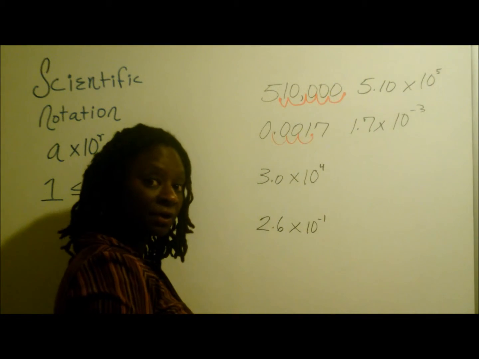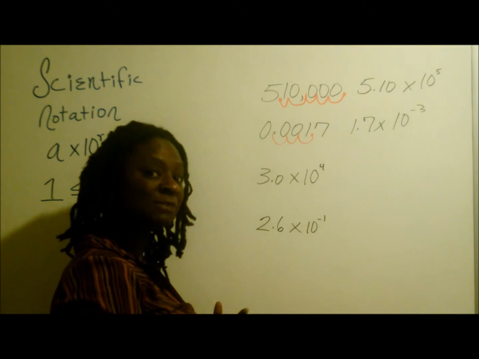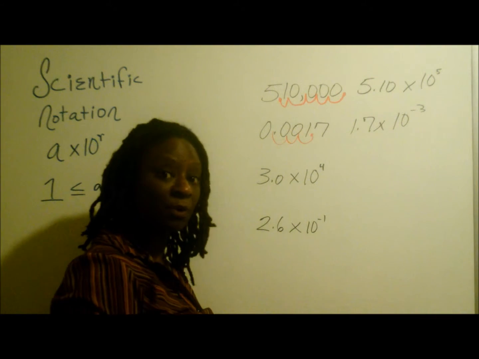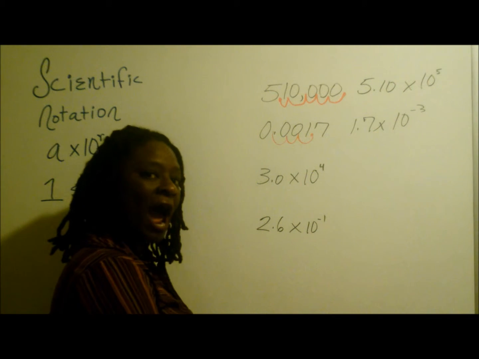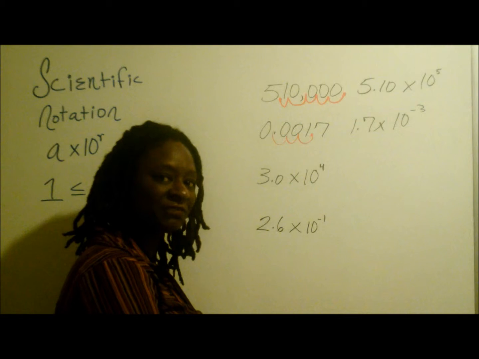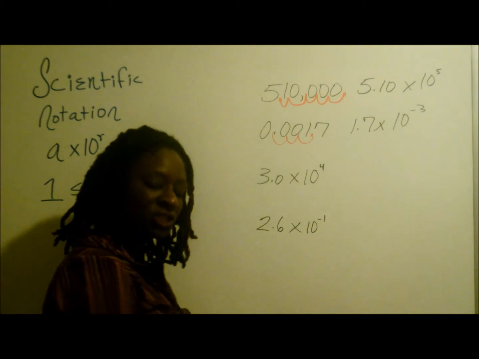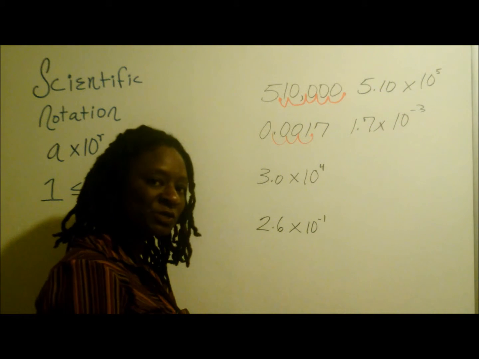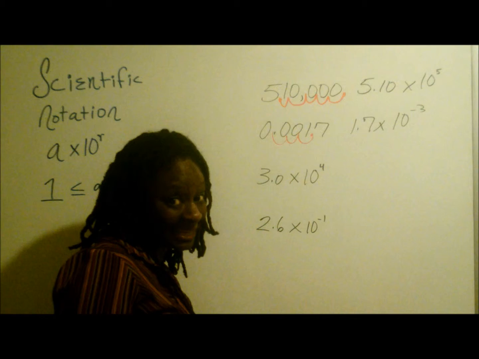When it's a large number, we raise it to the positive exponent, all based on how many spaces we count from the decimal point. So now that we know how to turn real numbers into scientific notation, how do I go from scientific notation to real numbers? Well, it's real simple. We just do the opposite of what we just did.